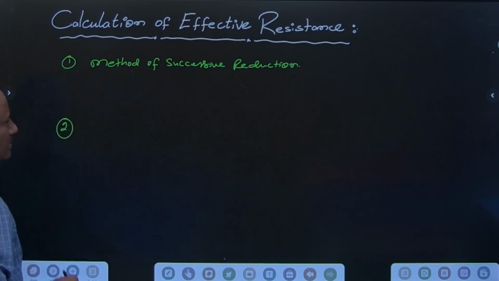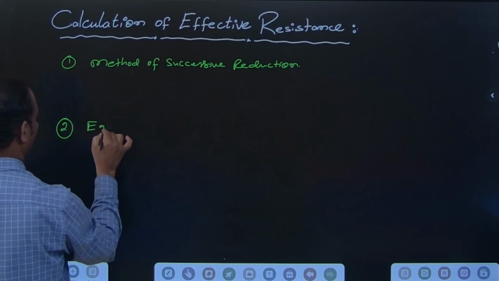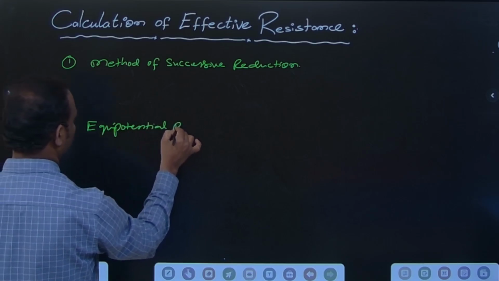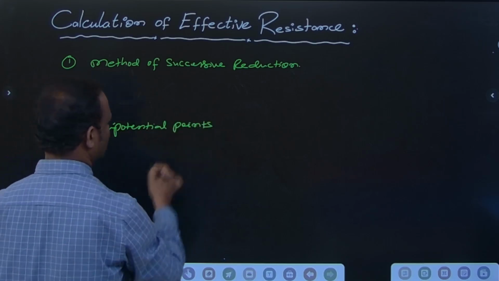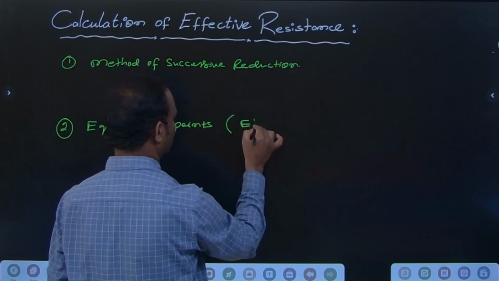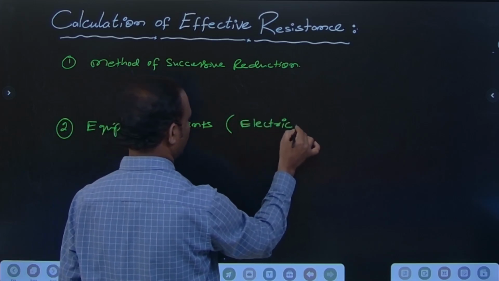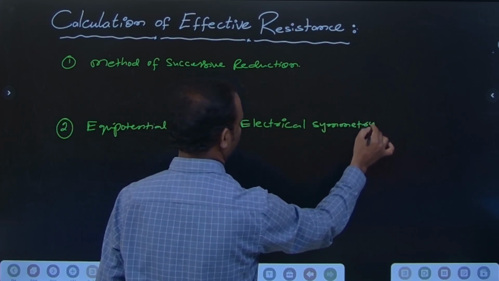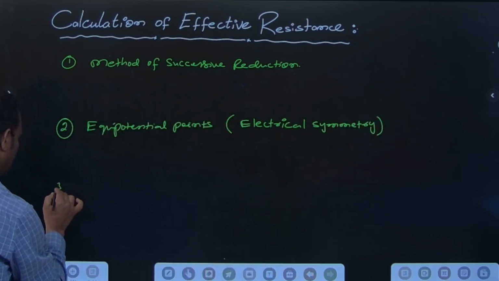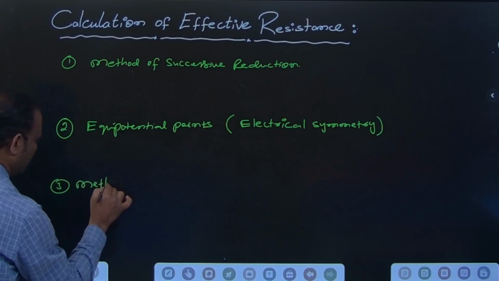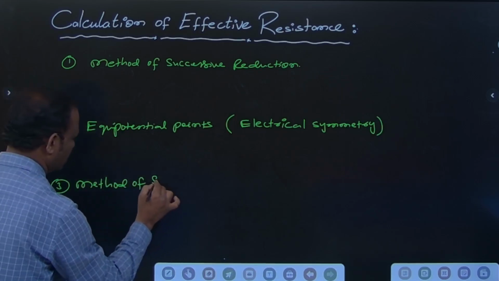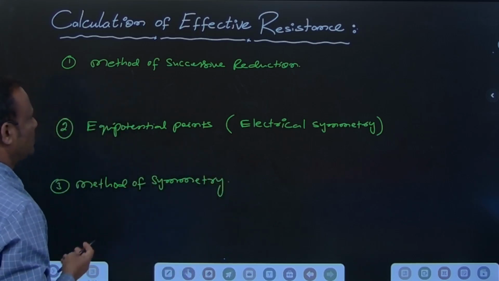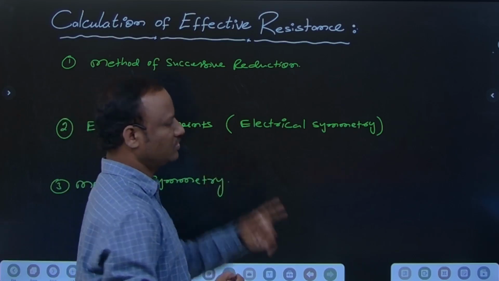Next one is about equipotential points. What do equipotential points mean? Electrical symmetry. And next one is about the method of symmetry. So for problem solving, the first one is the method of successive reduction.